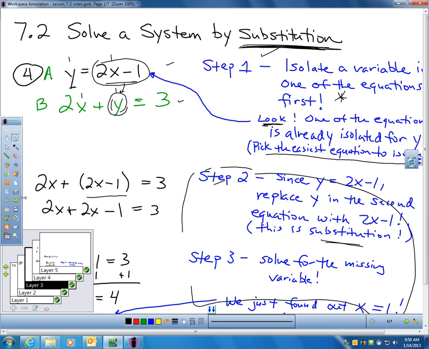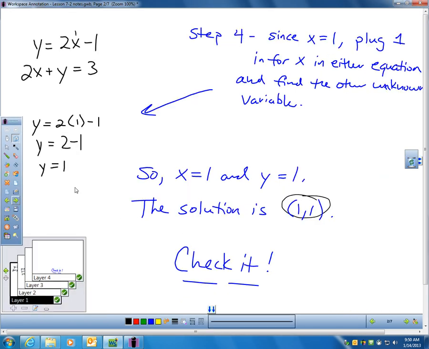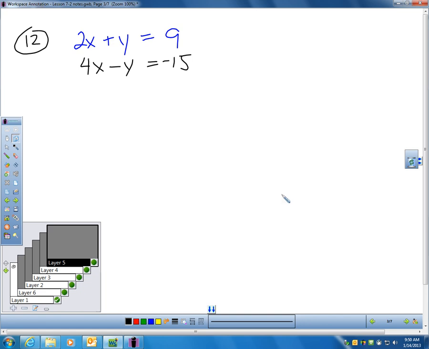That's how we substitute. I think it's a simple process. We probably just need more practice on it. Okay, so let's go to number 12, and let's follow those 4 steps again that I gave you. The book gave you 3. I just broke it into 4 more detailed steps.